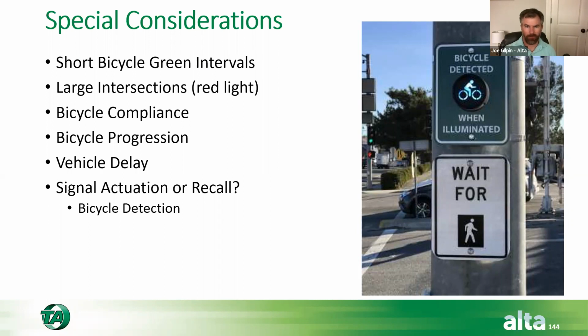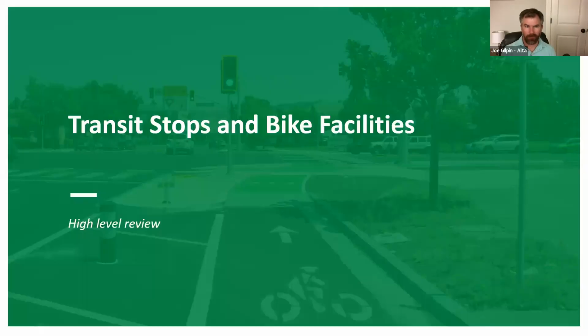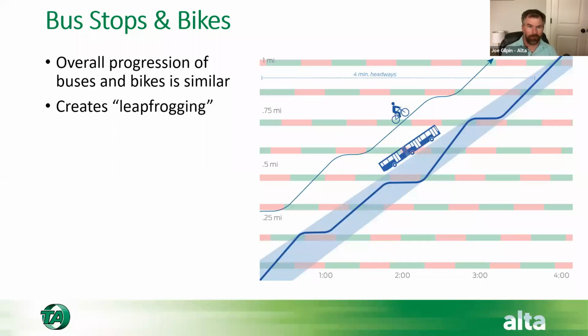All right, so let's move on to transit stops and bike facilities. This is another question we get asked a lot: how do you have high quality bike facilities and high quality transit facilities coexist on the same type of roadway? And the problem really comes from progression.